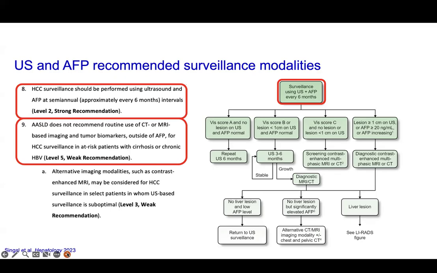AASLD does not recommend cross-sectional imaging. There are many of us, if you have a show of hands, that say, oh, I do an MRI or CAT scan once a year. I do an ultrasound on the alternatives, and we'll talk a little bit about why people do that. But guidelines say that that's not the right answer. The right answer is a high-quality ultrasound and alpha-fetoprotein every 6 months. And that's our starting point for our algorithm on how you're going to take care of your patient.